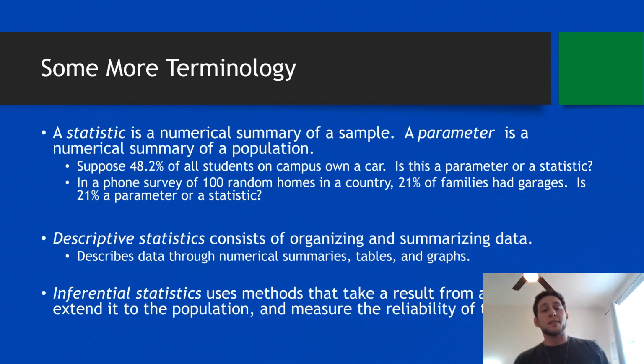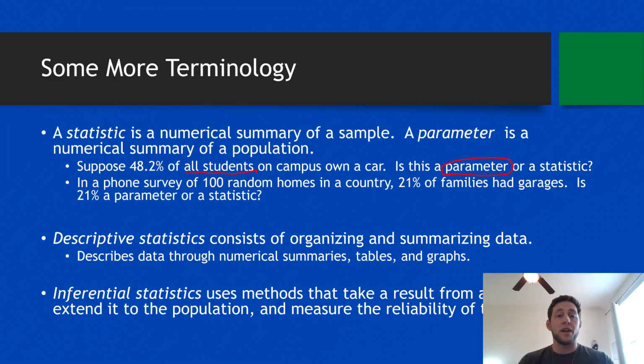As two examples, suppose 48.2% of all students on campus own a car. Is this a parameter or a statistic? In this case, we would actually say that this is a parameter. The reason we would say parameter is because we're studying all students. So we're not taking a random sample in this case.